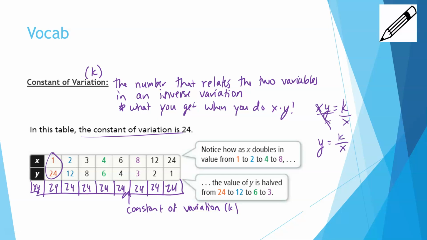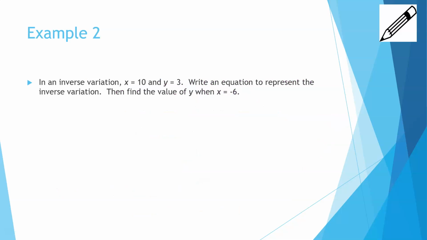Okay, and in the next few examples, we're going to talk about how we can solve for future values in an inverse variation. Here's example 2. It says in an inverse variation, x equals 10 and y equals 3. Write an equation that represents the inverse variation, then find the value of y when x equals negative 6.